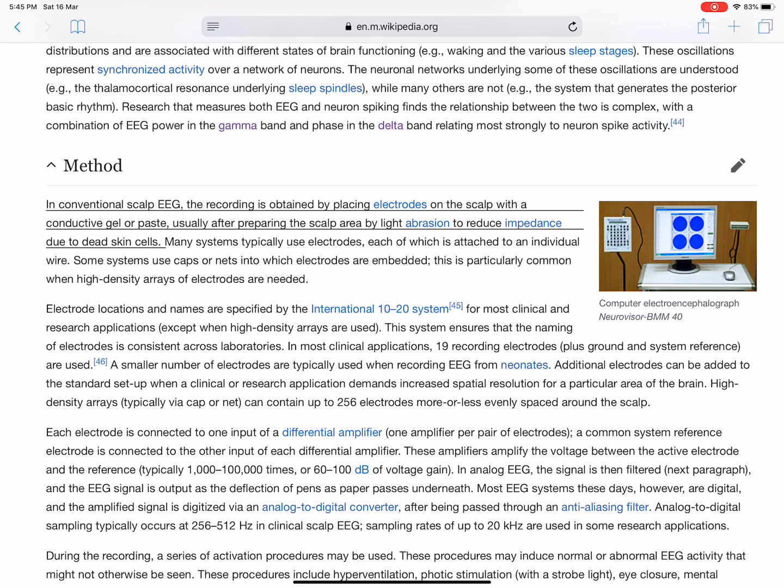Many systems typically use electrodes, each of which is attached to an individual wire. Some systems use caps or nets into which electrodes are embedded. This is particularly common when high-density arrays of electrodes are needed.